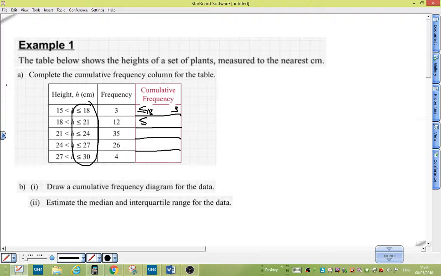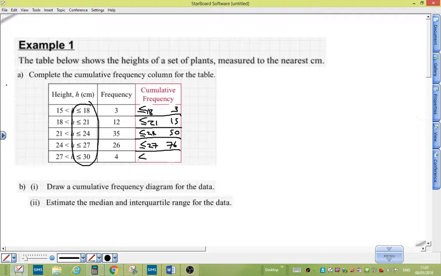Less than or equal to 21, there was 12 and 3, which means 15 in total. Those plants that are less than or equal to 24 centimeters in total, there was 35, 12 and 3. So add 35 to that, gives you 50. Less than or equal to 27, there's another 26, which now makes 76.